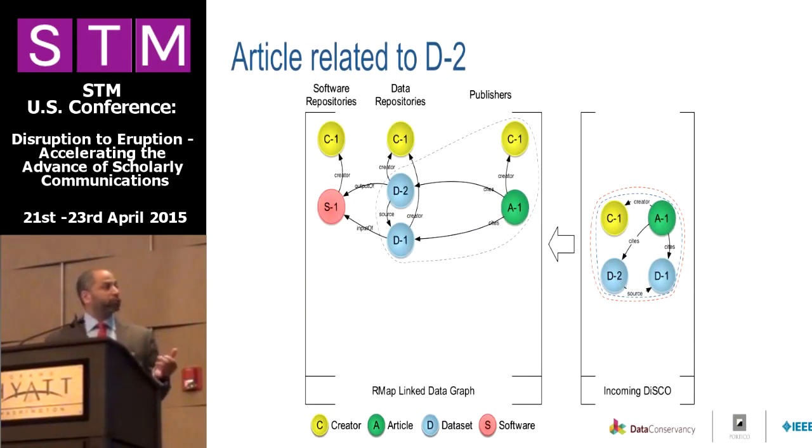An article is written that is related to D2. There's some discussion of D2. So now this graph has the article and the relationships between them. And you can see the gray outline here is just showing you the area of interest on the graph for this incoming DiSCO.